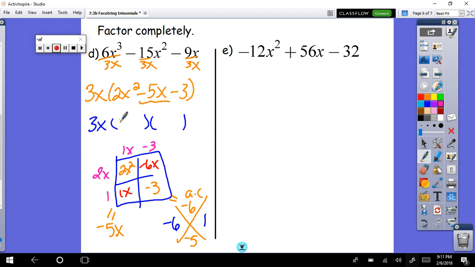So I have x minus 3 and 2x plus 1. I do this step right away so that I don't forget to include my greatest common factor in my final answer.